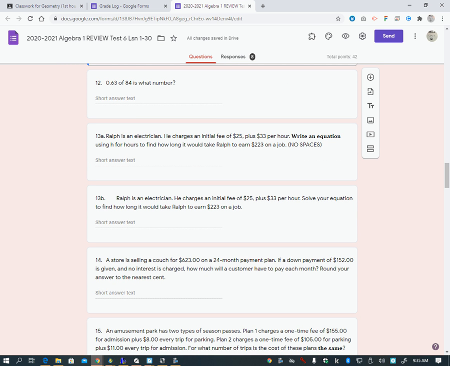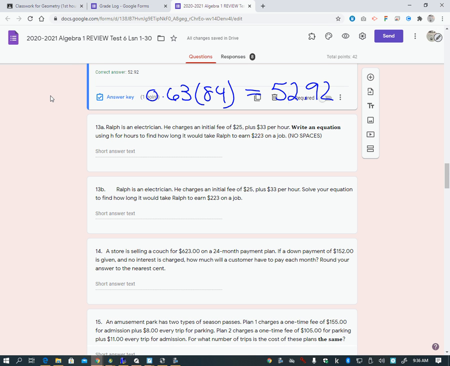Let's see. 12. 0.63 of 84 is what number? What is the word of in math? Multiply. So I'm going to write it as 0.63 times 84 equals, right? Okay, 52.92, right? Did we just write that? We have to write something. No, it's just 52.92. But I want to see your work on your paper. Okay? Can you do that? I won't count it wrong if you don't, but you don't need it because there's no variable in the question.